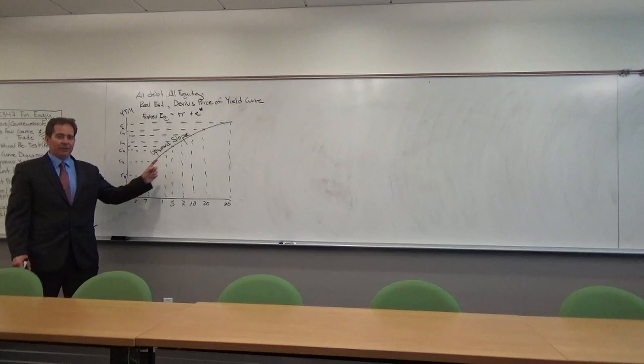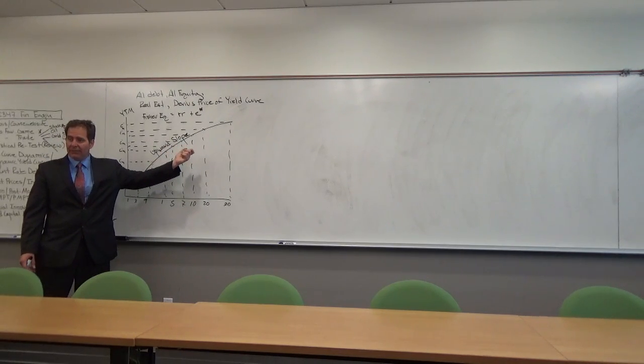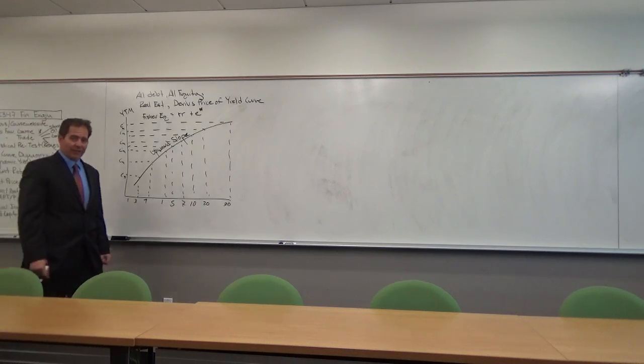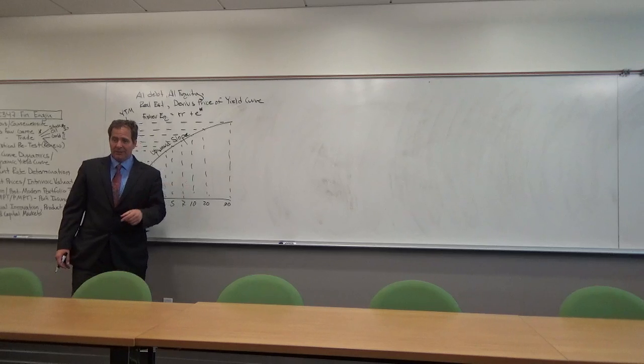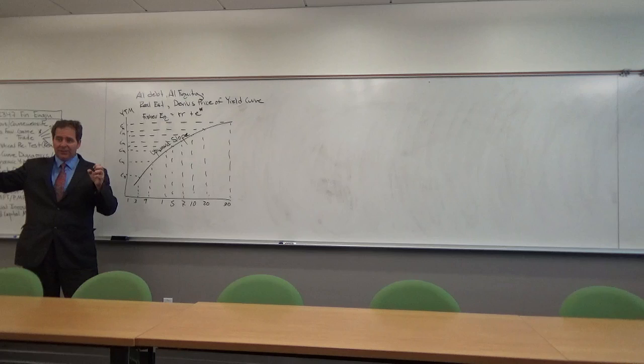So the further out you go, the higher the inflation premium to compensate for the erosion in purchasing power due to inflation. Because the coupon that I get on the bond is not indexed to inflation, and the principal that I get back in the future is also not indexed to inflation, so it's subjected to the erosion of the purchasing power due to inflation.